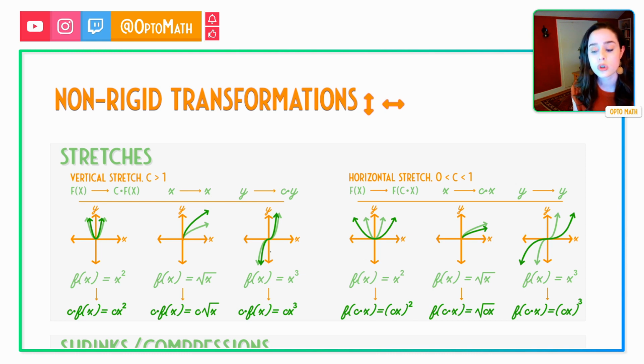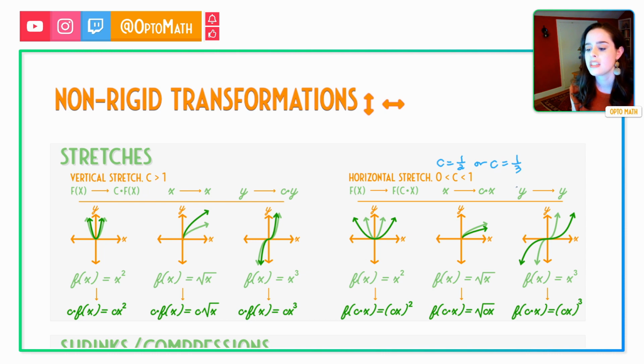Let's take a look at horizontal stretch. The first thing that I would think about horizontal stretch versus vertical, besides the change in direction, is that for vertical stretch, c is greater than 1, and for horizontal stretch, c is between 0 and 1. So this would be things like c could equal 1/2, or c could equal 1/3.